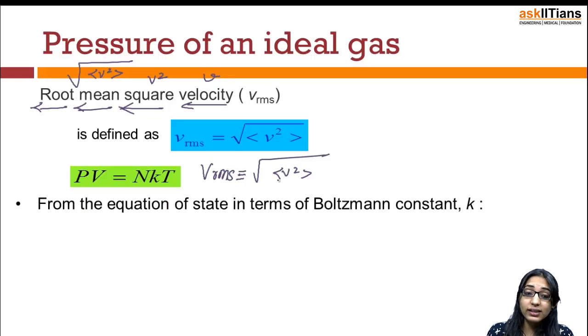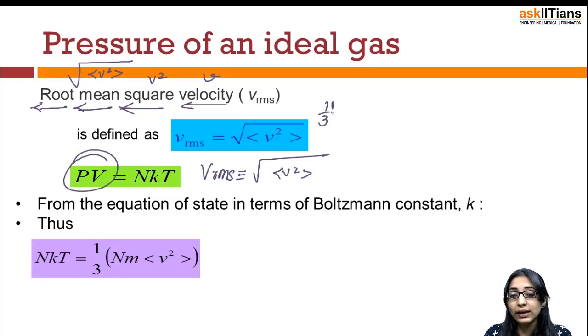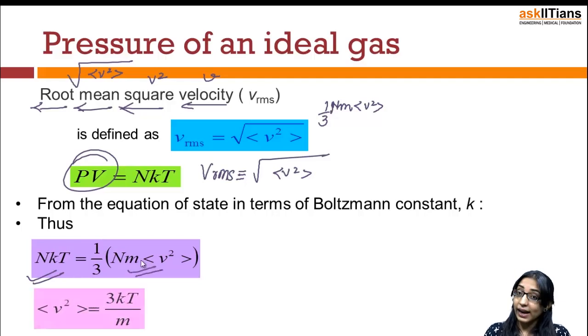Since we have just learned that PV is equal to nRT, or PV is equal to n kB T from the equation of state if I write it in terms of the Boltzmann constant, can I correlate the two? I know PV is 1 by 3 into n into m into v square. Also I know PV is equal to n kB T. Correlating the two, you get n kB T is 1 by 3 n m v square. Hence, if I ask you to calculate the value of v square, you can say v square is 3 kB T divided by m.